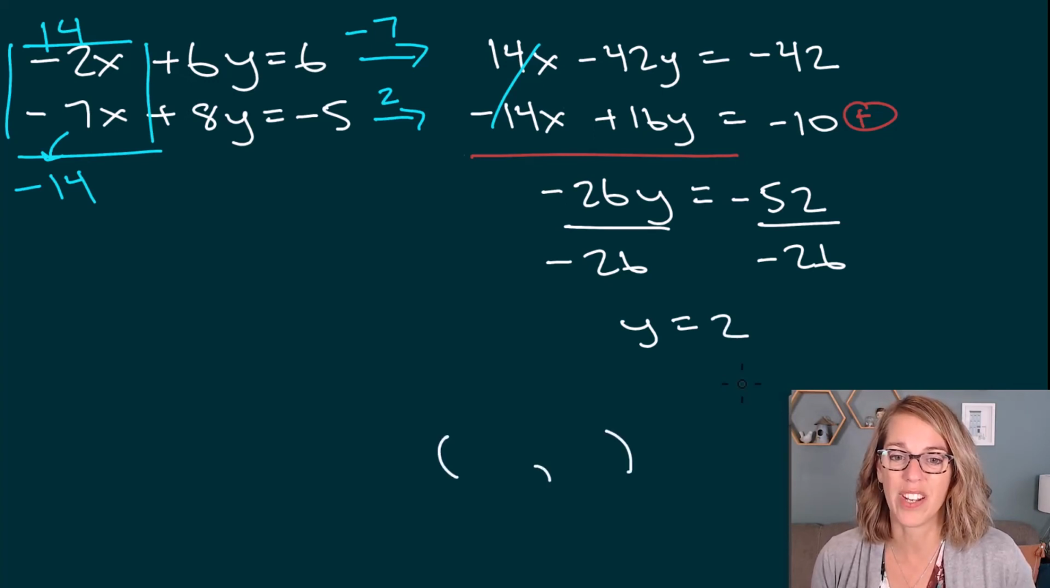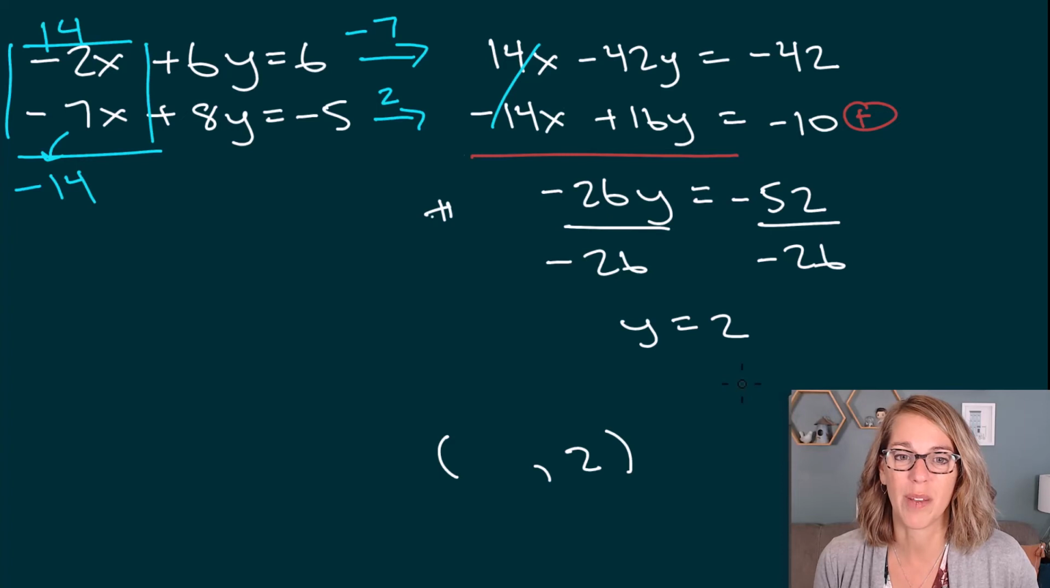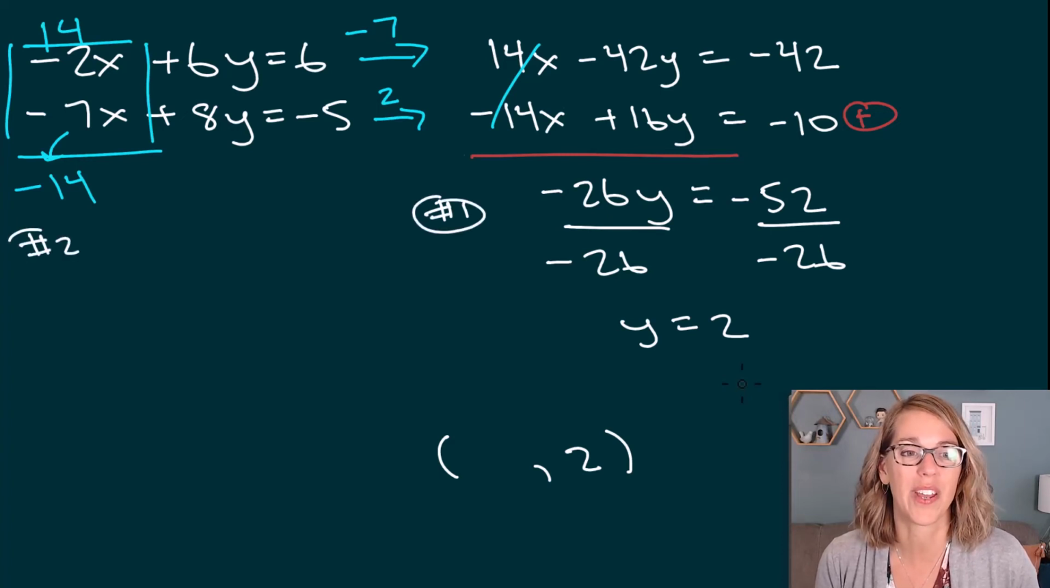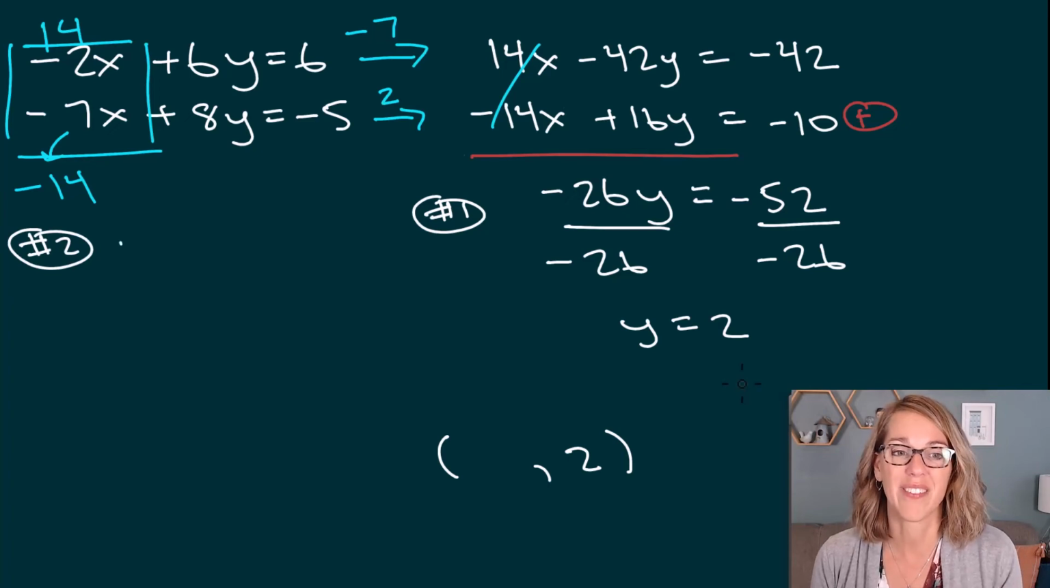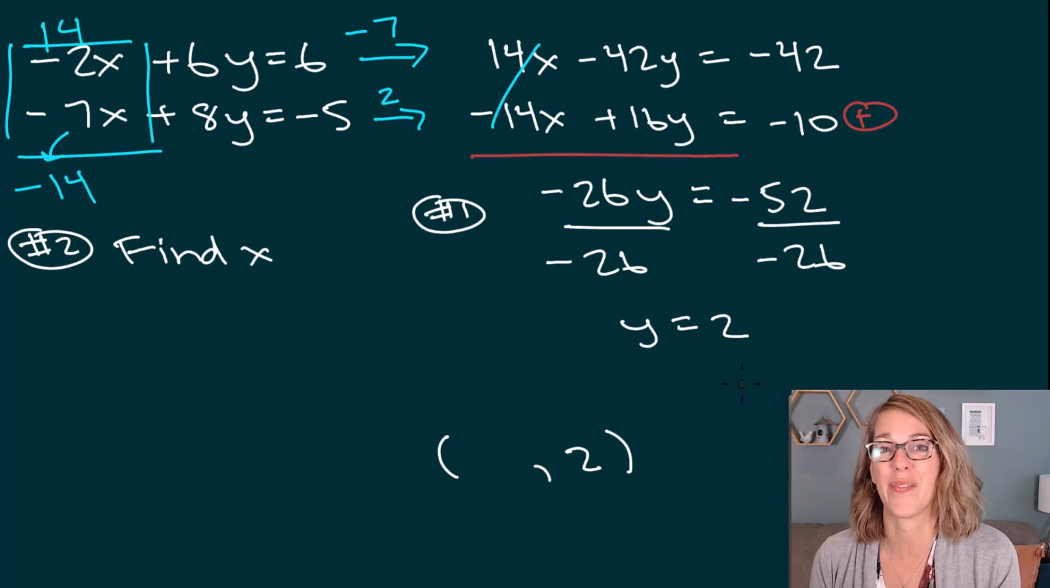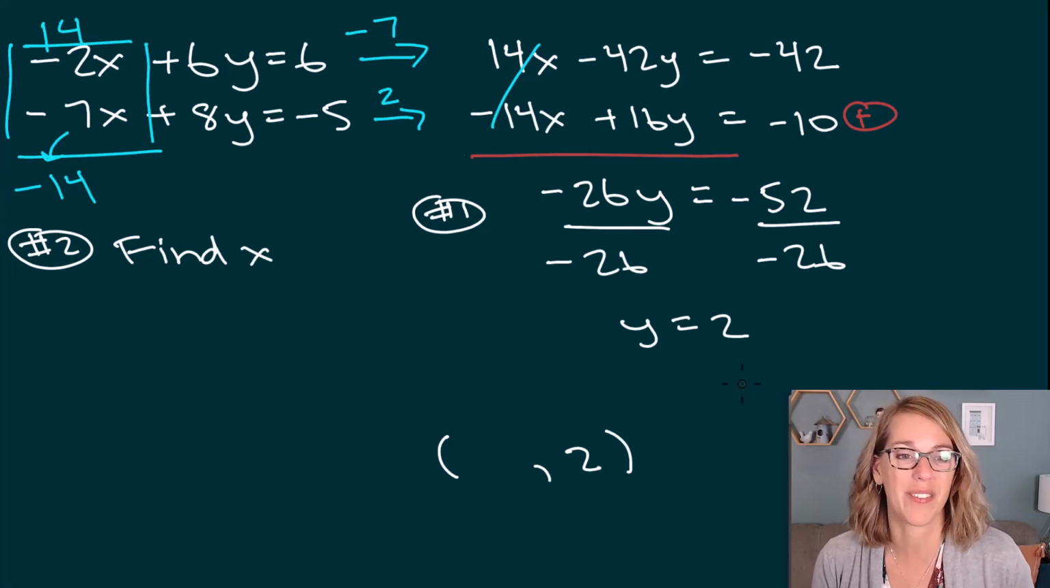Okay, so my solution has a 2 here. So step number 1 is done. I found one variable. Step number 2, let's go ahead and go back and find the second variable. I need to find x. You can choose either equation, it doesn't matter. I think I'm just going to pick the first one.